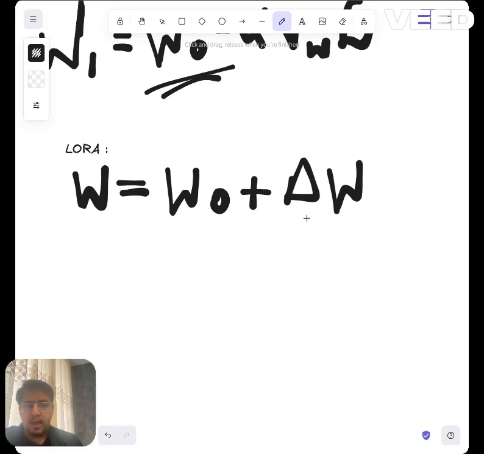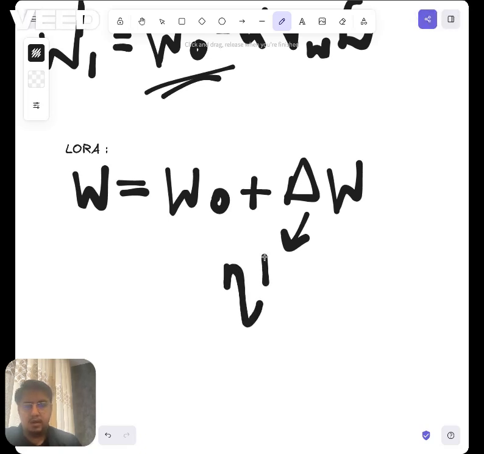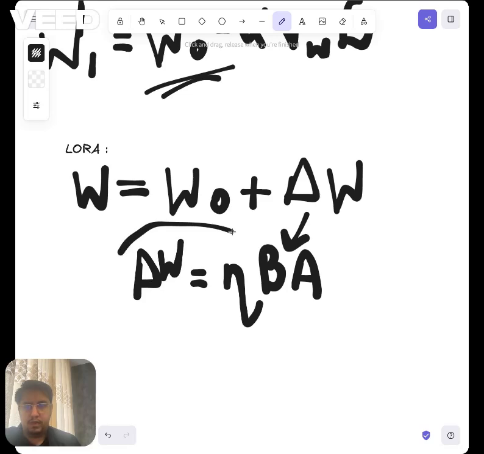And basically this delta W is essentially parameterized as eta, which is a scaling factor, times B times A, which are the low rank adapters that we've been discussing. Let me just write this as a mathematical equation as well. This is what delta W is essentially equal to.